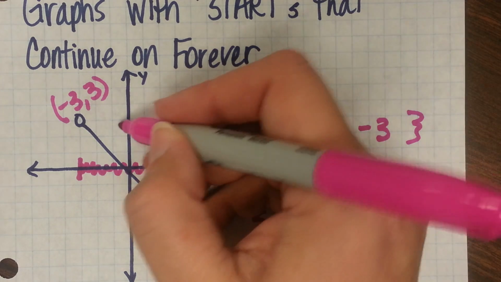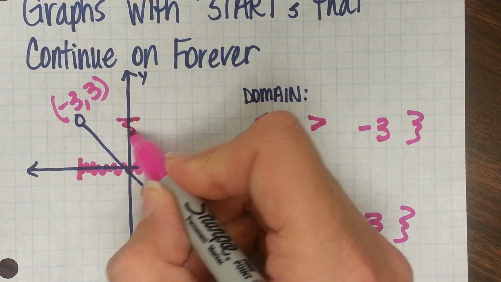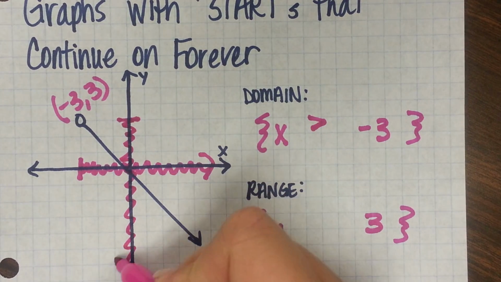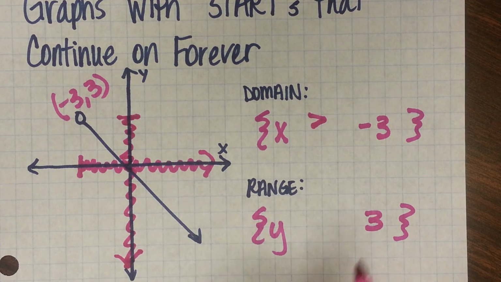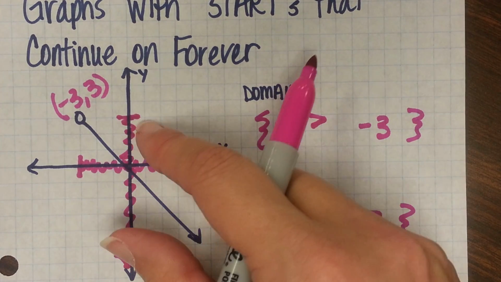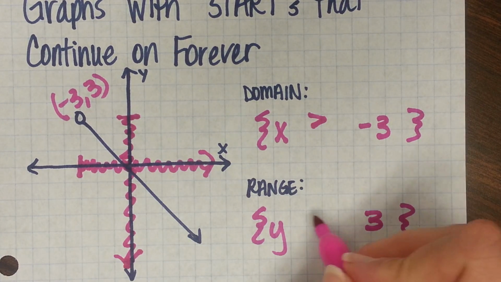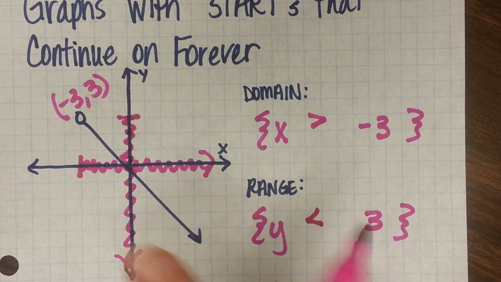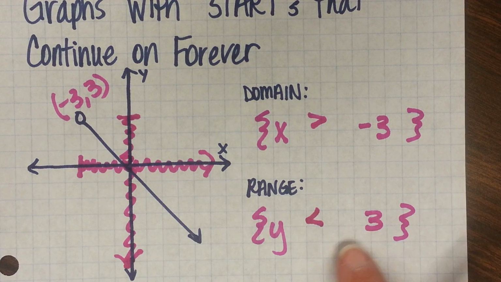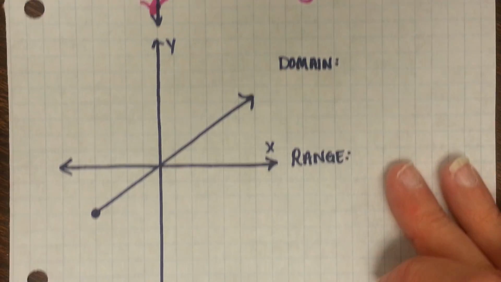For our y value, this is the high part, and it's going to continue on forever in this direction. That's less than. All of this stuff is less than that point that we have. So y is less than. Once again, it's got an open circle, so we're not going to put an equal to. Let's try another example real quick.